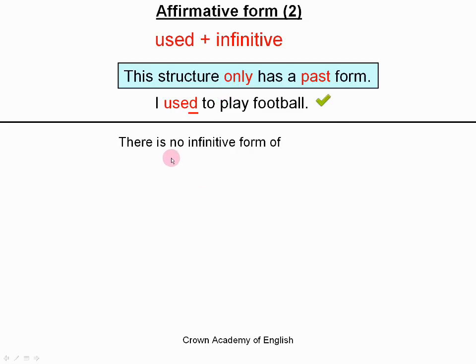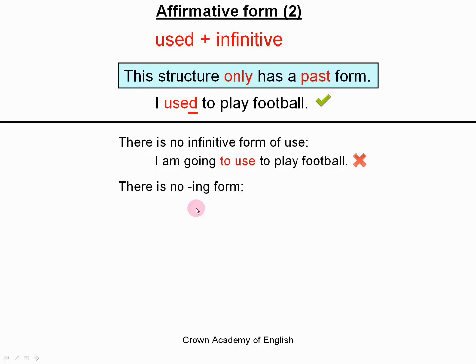So there is no infinitive form of the verb use, not for this structure. So for example, I am going to use to play football. That is wrong. That does not exist. Also, there is no ing form. I am using to play football, that is wrong. We never say that. That does not exist.